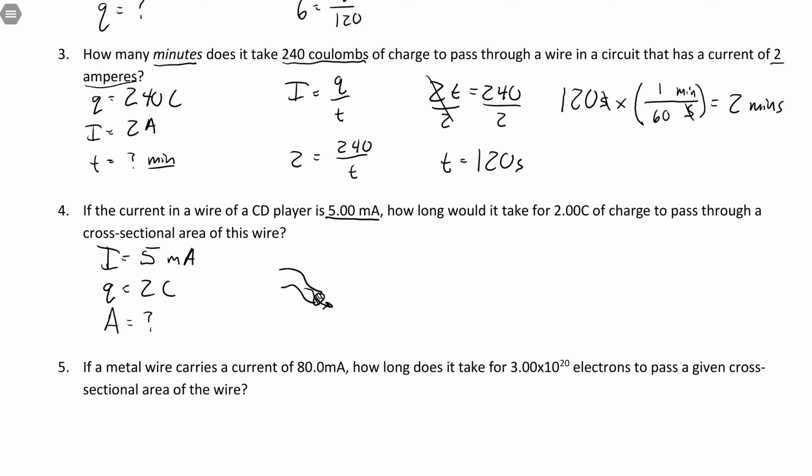How long is it going to take for that 2 coulombs to pass through the wire? So the temptation is just to do our formula, I is equal to Q over T, but beware, it's 5 milliamps. So we have to convert 5 milliamps. Milliamps are on the top here, we write them on the bottom down here. We want to go into amps.